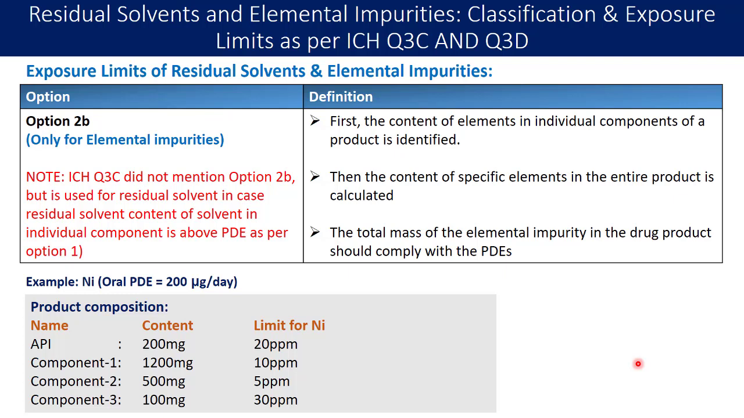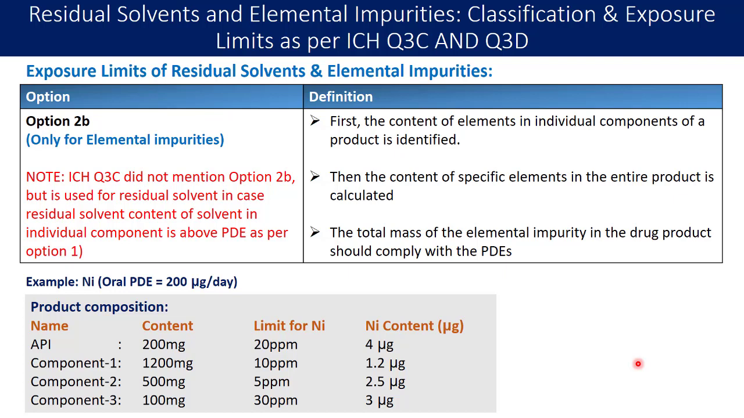What is the content in a product? 200 mg or 0.2 gram. So 0.2 gram API will have how much microgram of the nickel? So that can be calculated just by cross multiplication, and you will come to know that the 4 microgram is the content of nickel in API, 1.2 microgram is coming from component 1, 2.5 microgram comes from component 2, and 3 micrograms come from component 3.